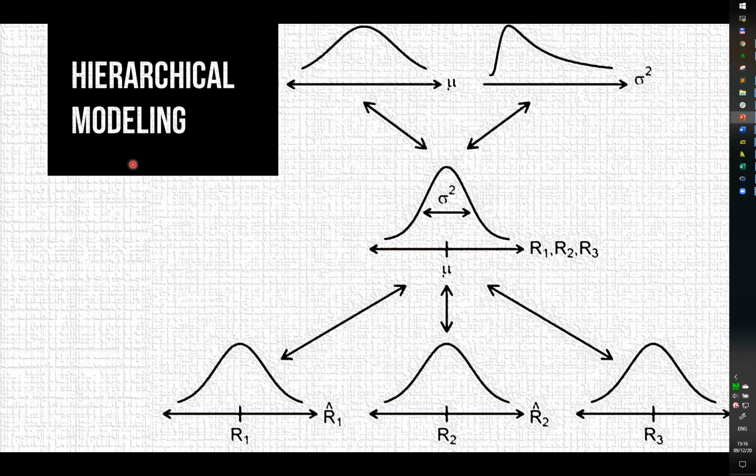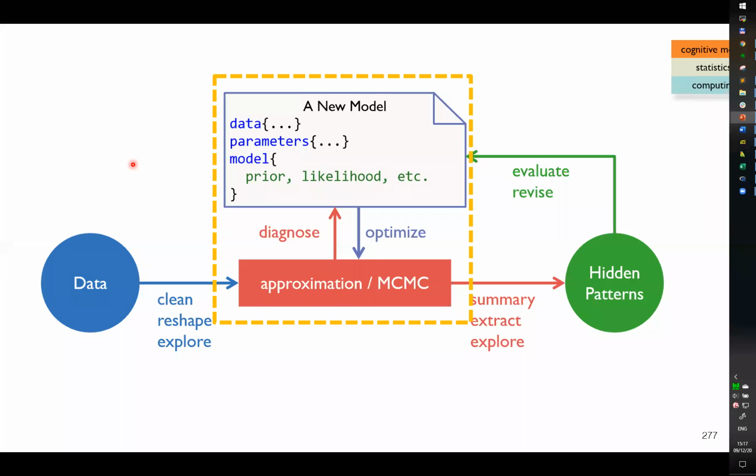Good. And then let's just focus on the hierarchical fitting idea and see how that works conceptually. And then we will also look at how this can be implemented in our workflow in Stan and in R. Good.